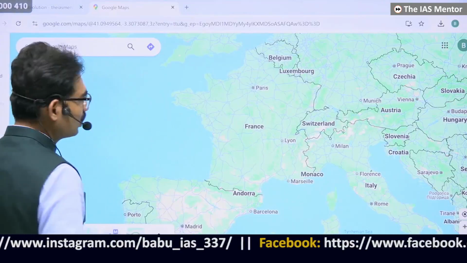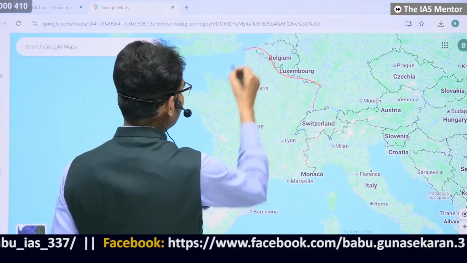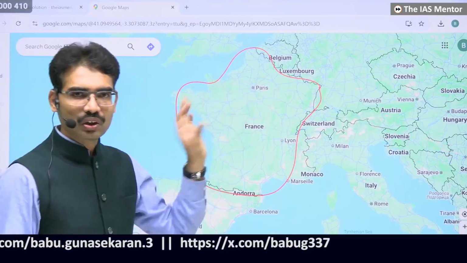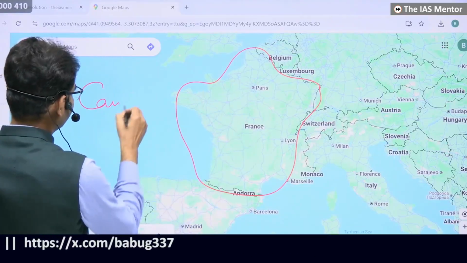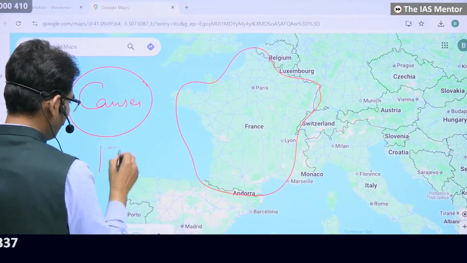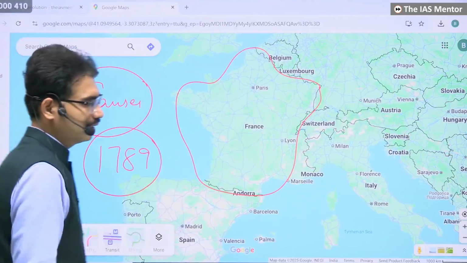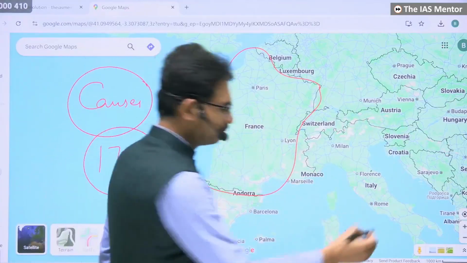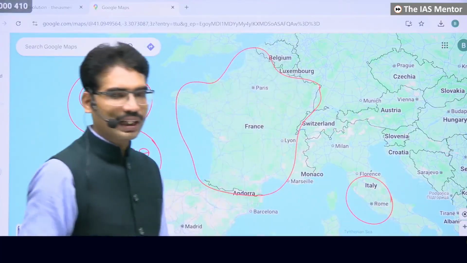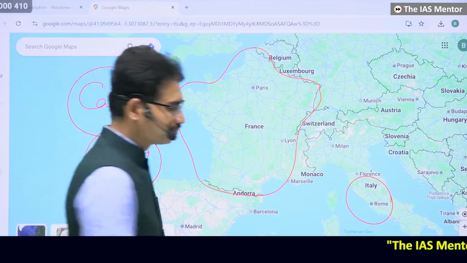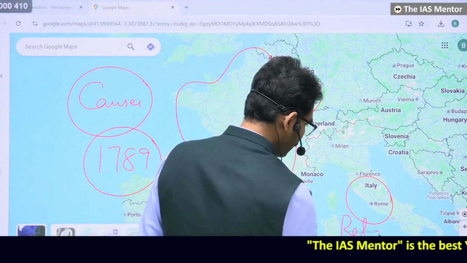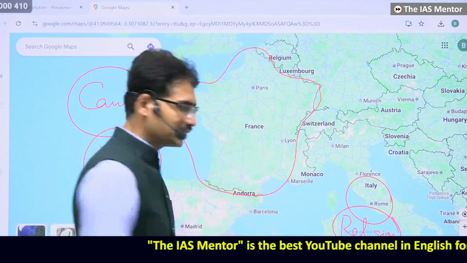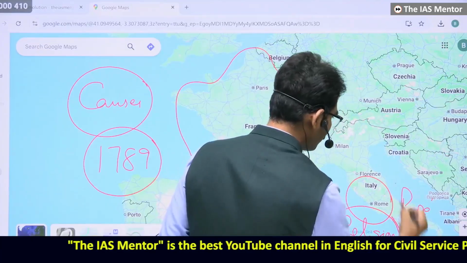In order to understand the causes, we need to understand the history of this area. Identify, this is the area. We are trying to understand why this occurred in 1789. Identify, this is close to Rome. In ancient and medieval times, what is the power of Rome? Rome's power is its religious power. The head of the entire Christianity, called the Pope, sits here.